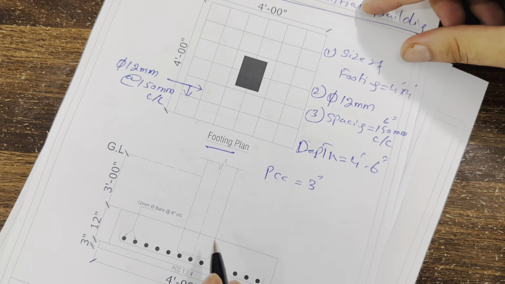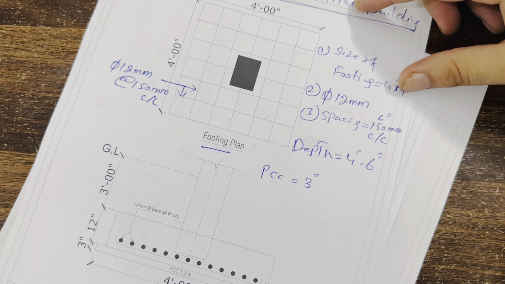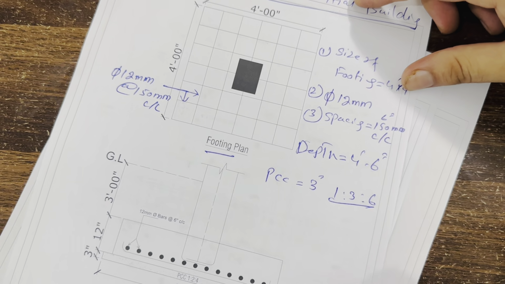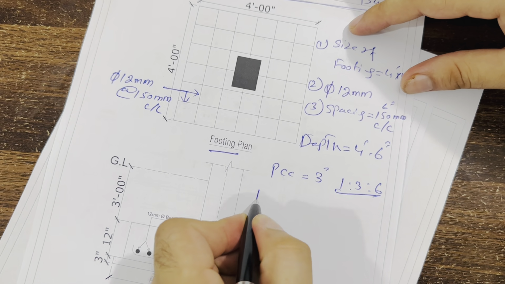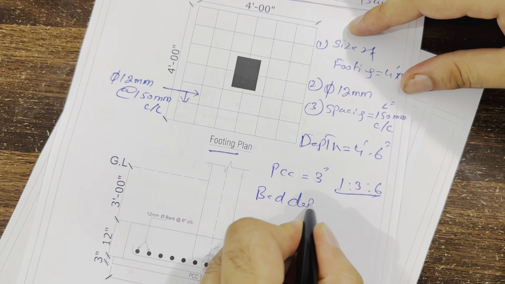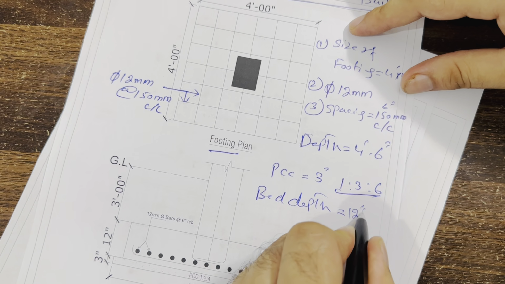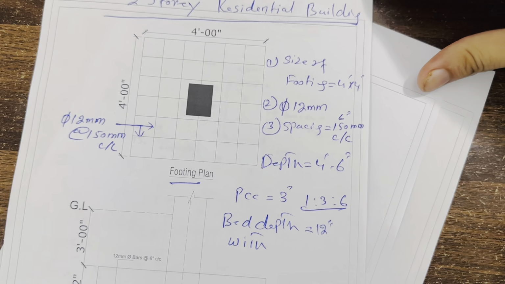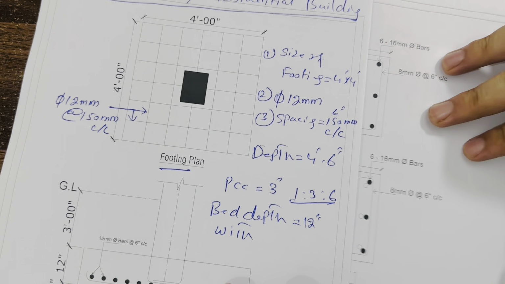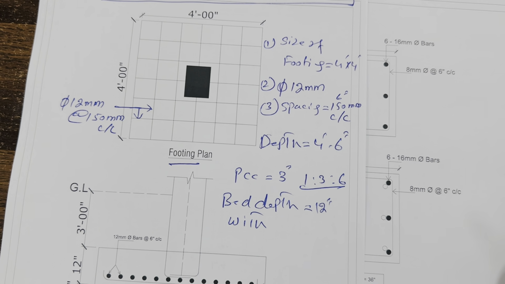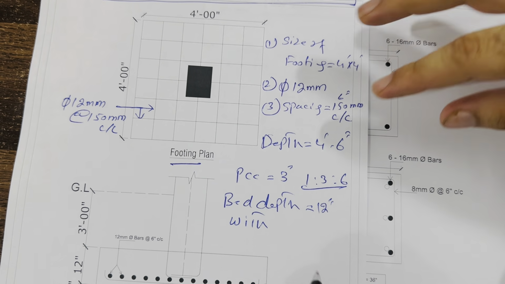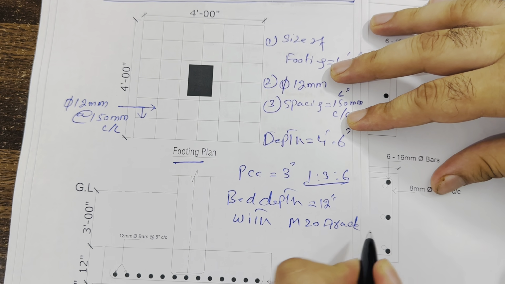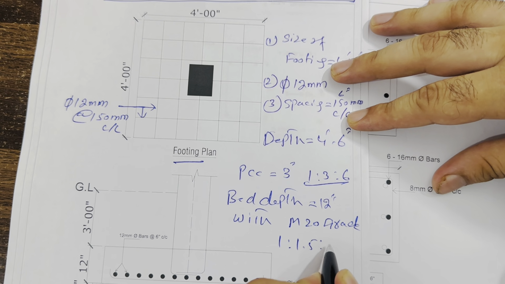Next, with the 3 inches thickness, guys, you can see the lean concrete is 1:3:6. Next you can see the bed depth. The bed depth is 12 inches. And next, guys, you can see the bed depth of 12 inches with M20 grade concrete, where the ratio is 1:1.5:3.